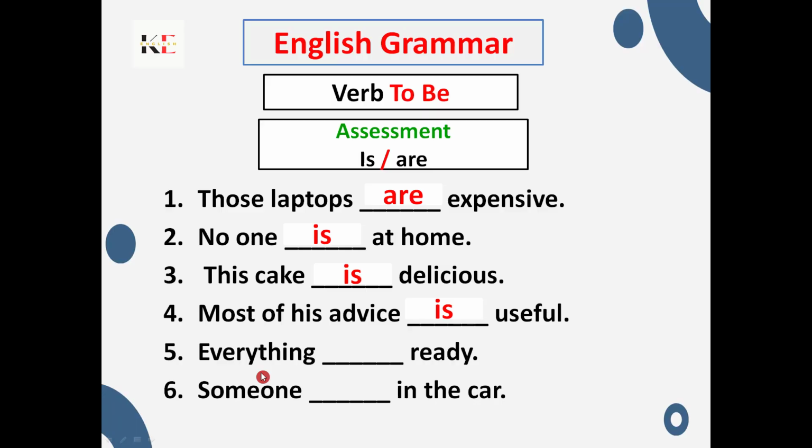Number five: everything blank ready. Everything, dear guys, is an indefinite pronoun, so it's singular, and we always use is after everything. Everything is ready. Number six: someone blank in the car. Someone is a singular indefinite pronoun, and we use is after someone. Someone is in the car.